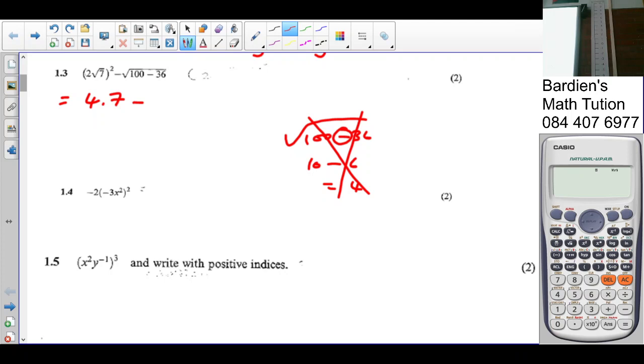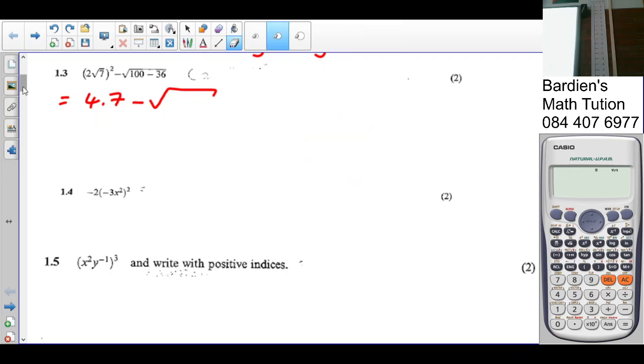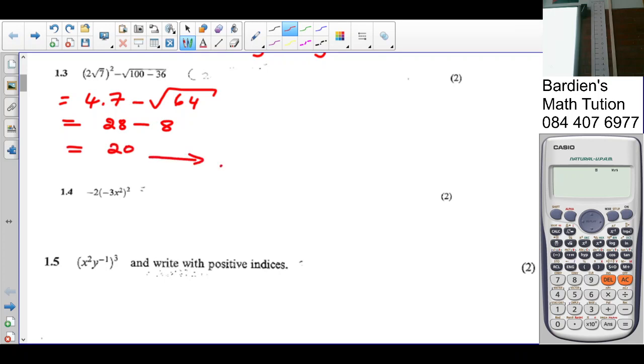So, what is 100 minus 36? 64. I'm going to give you 64. What's 4 times 7? 28. What's the square root of 64? 8. What's 28 minus 8? 20. Any issues here? Any confusion?